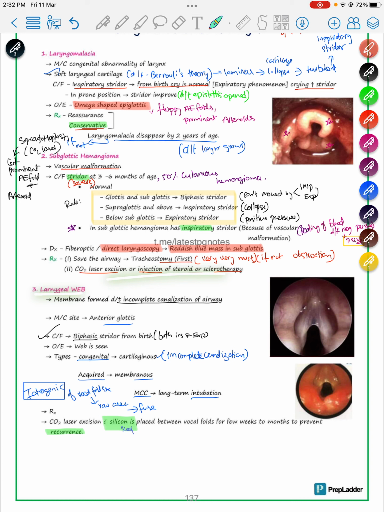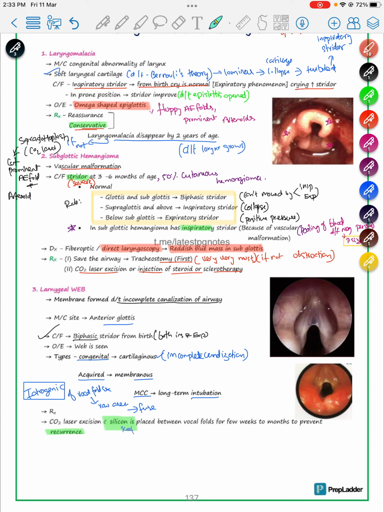Then laryngeal web: you can see both the vocal folds are attached. Here the child presents with hoarseness of voice and difficulty in breathing. On examination, you can see the web with direct laryngoscopy, and you can also observe biphasic stridor, with difficulty both for air to come in and go out. The pathology here is incomplete canalization of the airway.